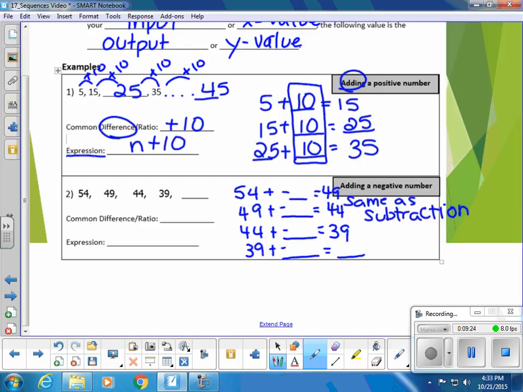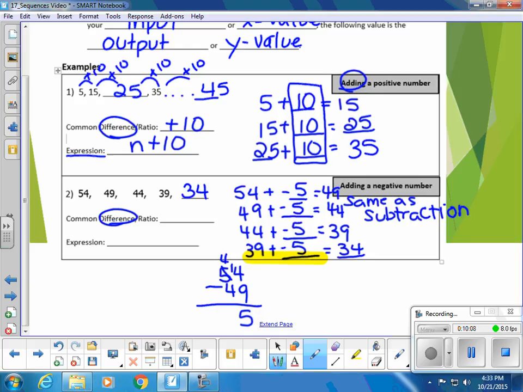So we have to figure out what that number is. The easiest way, since I know it's a common difference, is to find the difference. What is 54 minus 49? I cannot subtract 9 from 4, so I'm going to borrow from the 5, make that a 4, make this 14. 14 minus 9 is 5. So each time I'm adding a negative 5. For this last one, 39 plus a negative 5, I'm taking 5 away. That would be 34.